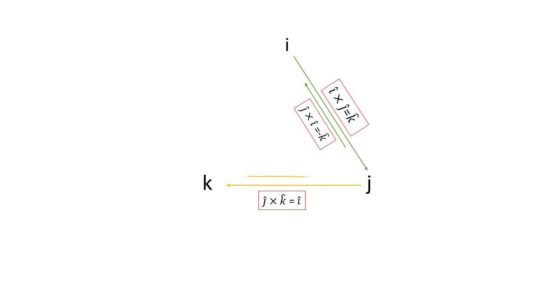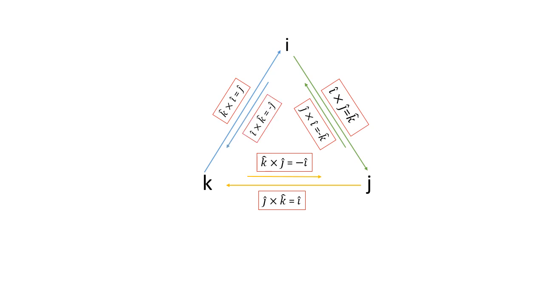So for i, j and k, you can use this triangle to remember. i cross j will give you k, which is this k. But if you reverse the order of multiplication, j cross i, it will become minus k. j cross k gives you i. If you go in the clockwise direction, these are the positive values. If you go in the anti-clockwise direction, it will be negative. So j cross k will give you i, but k cross j, in the opposite direction, gives you minus i. Here k cross i will give you j, and i cross k gives minus j.